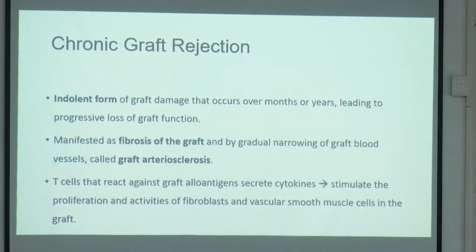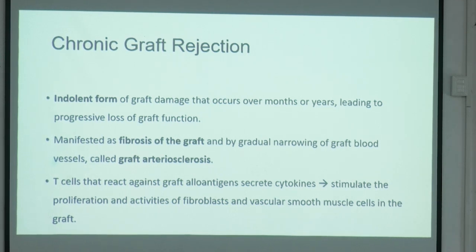Last part is the chronic graft rejection. Chronic graft rejection is the most common type of rejection that is seen. It is indolent. What do you mean by indolent? Indolent means very slow, steady and progressive. And it is manifested as fibrosis of the graft. What happened in hyperacute rejection? It was thrombosis. In acute rejection, what happened to the vessels? It will be inflammation and necrosis. Over here, it is fibrosis.